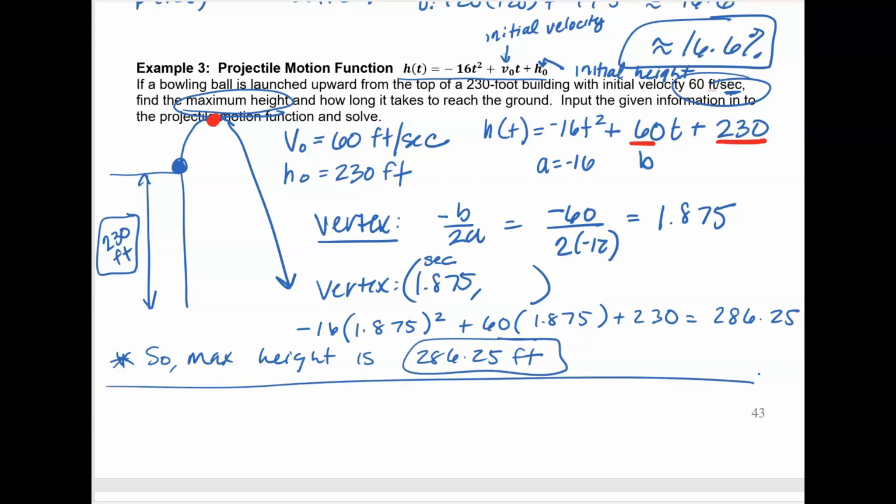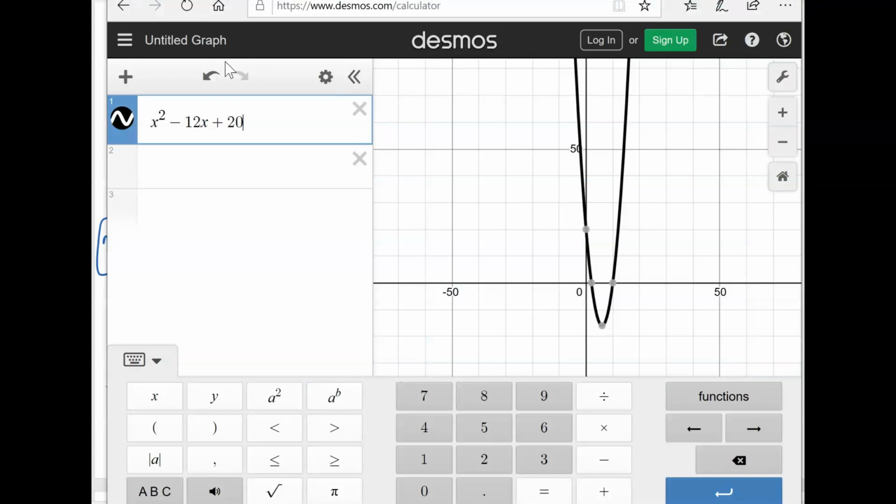And then the second part, how long does it take to reach the ground? Well, when it reaches the ground, the height is going to be 0. So basically that's like saying when is h of t equal to 0. So we're going to plug 0 in for h of t and solve. So I'm going to plug in 0 equals negative 16t squared plus 60t plus 230. And this is where you have a couple of options. You could factor, you could use the quadratic formula, or you could go ahead and use your graph.